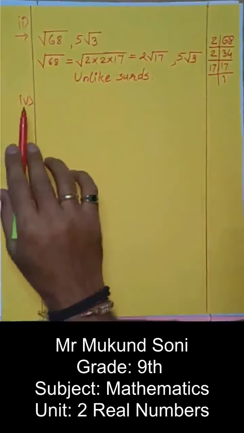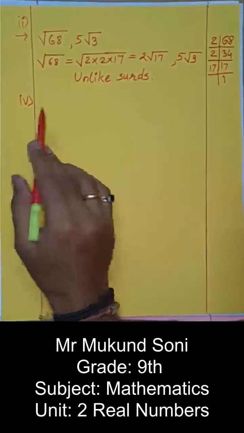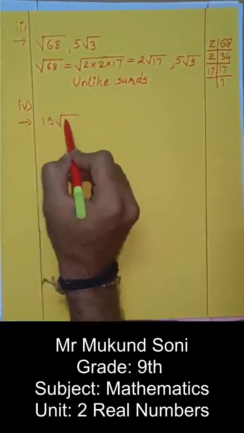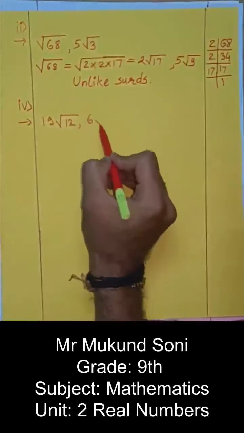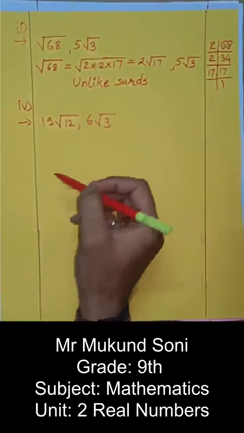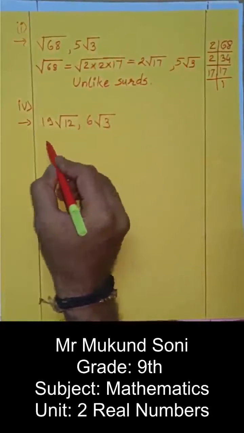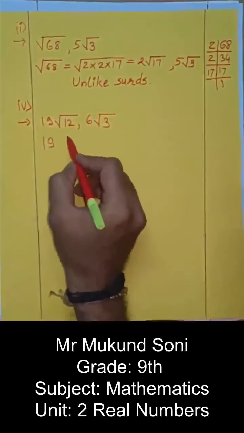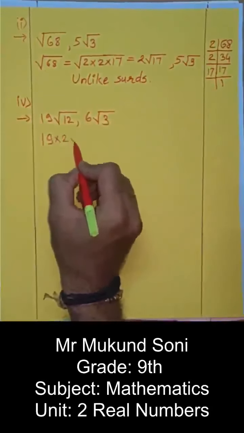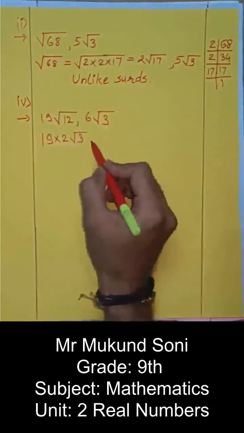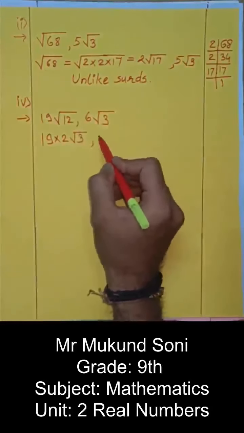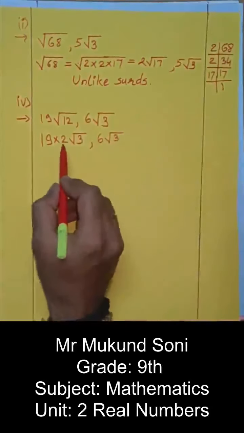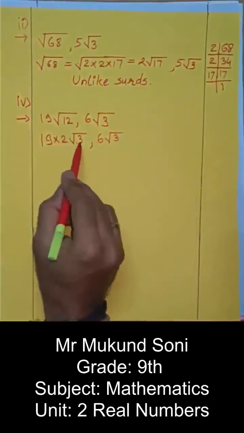Now next one is the fourth example, that is 19 root 12, comma, 6 root 3. This time I will keep simplification up to you. I will show you the results of the simplification only. So that will be 19 times 2 root 3, as 12 has a factor 4 into 3, and square root of 4 is 2, that's why 2 is outside. That's how the 12 turns into 2 root 3.